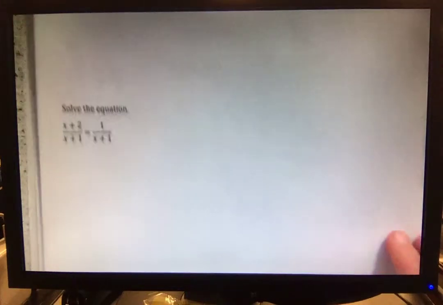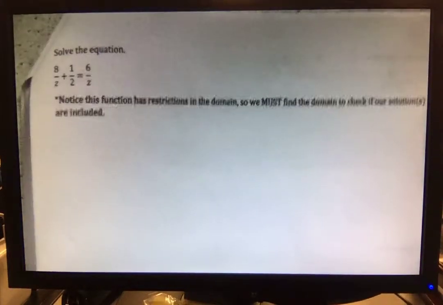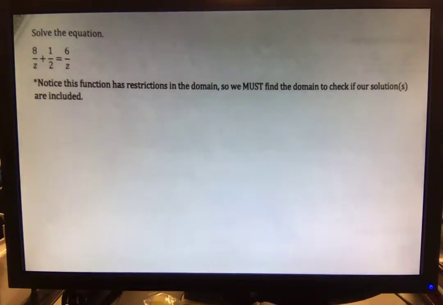Ready? So the next one actually says to solve. Solve the equation. So we have 8 over z plus 1/2 equals 6 over z. Notice this function has restrictions in the domain. So first we have to find the domain, see what z cannot equal, and then make sure that our answer works. So before we start solving this, let's find the domain.